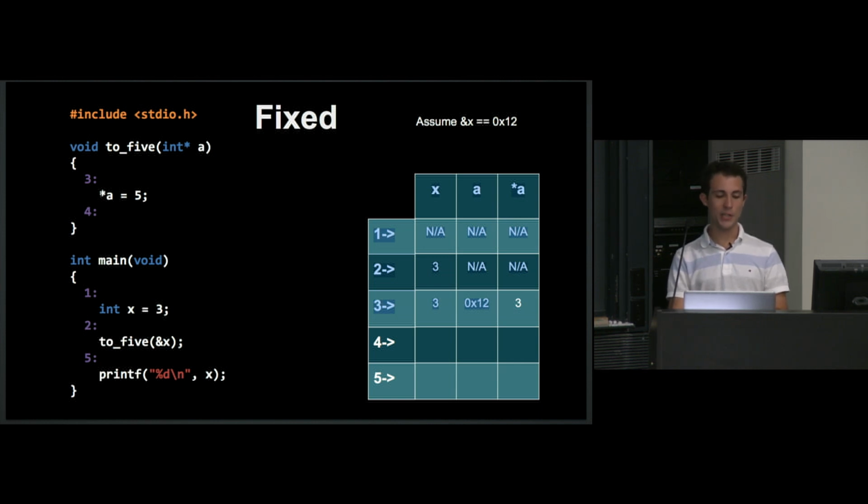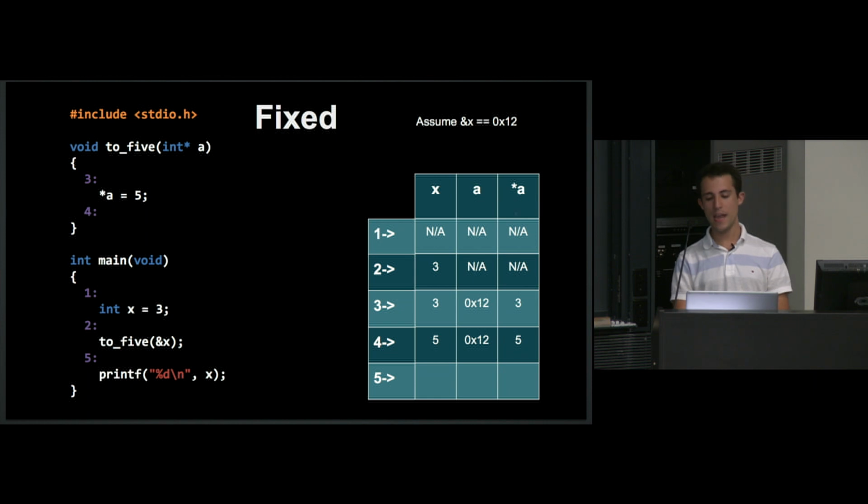And then now we actually go there and we update it. We update whatever is in this address 12, we make it 5. So now both x and star A are 5. Okay? Why is that? Because the address of x is 12, and A also has 12 as its value. So if we follow 12, we're just going to find x. So whatever we do with star A is going to happen to x, because A contains the address of x. Okay?